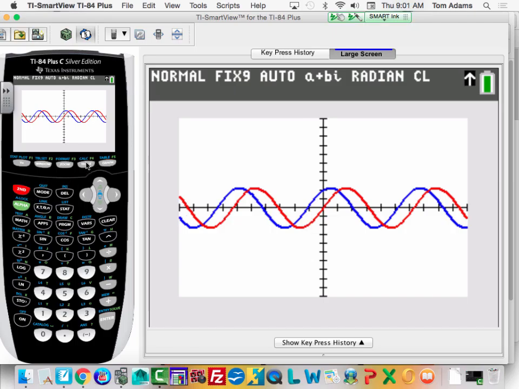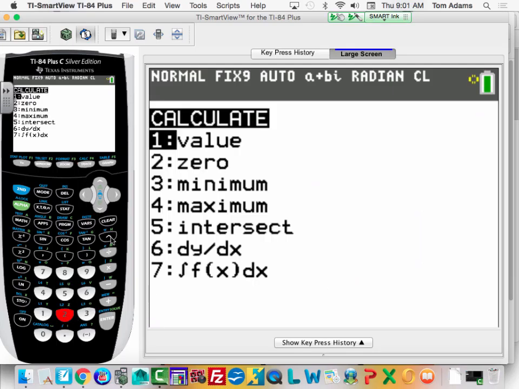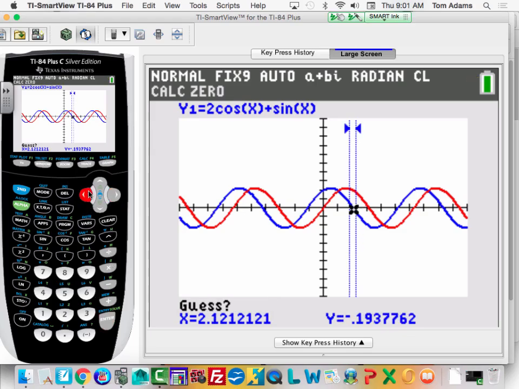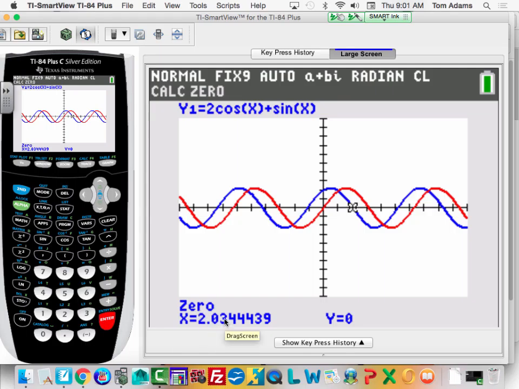The way that I do that is I hit second trace, and I hit 2 for 0, and I'm just going to go a little bit to the right, or to the left. The truth is I could go to the left, or I could go to the right. Let's just go to the right. It doesn't really matter. My left bound means I need to be a little bit to the left of the x-axis. My right bound means I need to be a little bit to the right of the x-axis. And guess means I need to be in the middle somewhere. So at 2.23, that's my 0.